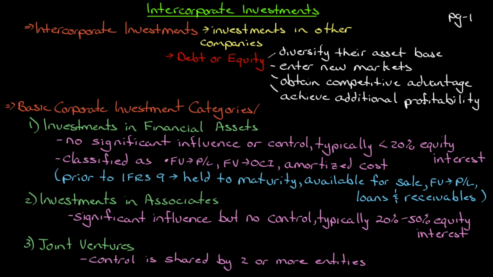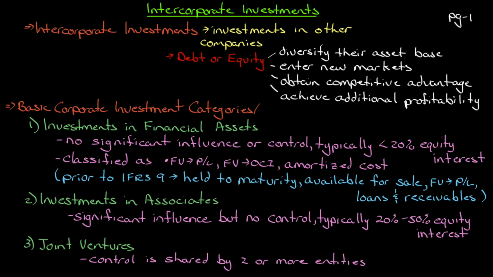A is to describe the classification, measurement, and disclosure under IFRS for investment in financial assets, investments in associates, joint ventures, business combinations, and special purpose and variable interest entities. B is to distinguish between IFRS and GAAP with respect to that. And then C is to analyze how different methods used to account for intercorporate investments affect financial statements and ratios. And when we mean different methods used to account for intercorporate investments, is it a financial asset, is it an investment in associate, or is it actually a business combination?